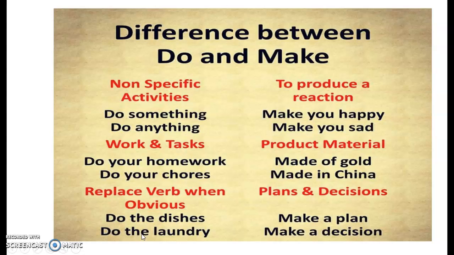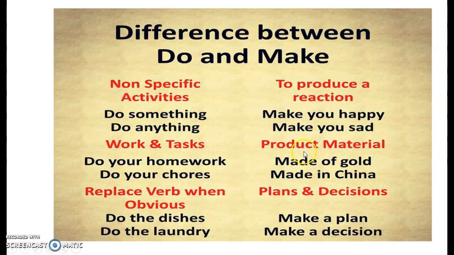Okay. The other one is about make. Make is to produce a reaction. Make you happy: if I do something, it is because I want to make you happy. I want a reaction from you. Make you sad, the same thing. If I do another activity, it is because I want to make you sad. I want a reaction. Produce material: made of wood, made in China.